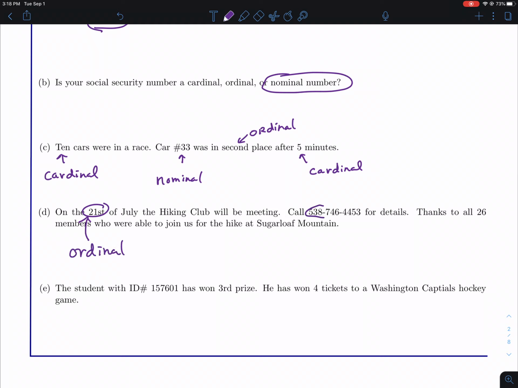Our phone number is a way to identify us, so that's going to be a nominal number. And the 26 members are going to be the cardinal number in this case, because that's how many people were actually members of the club.